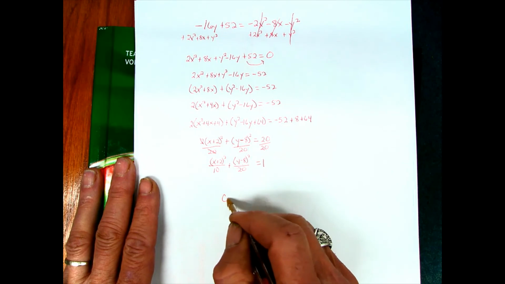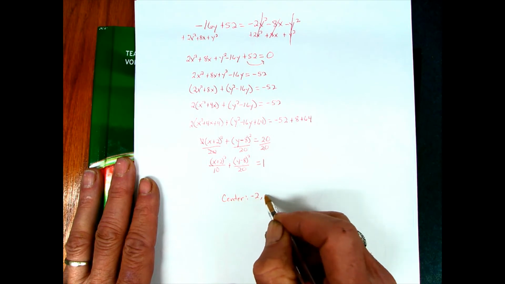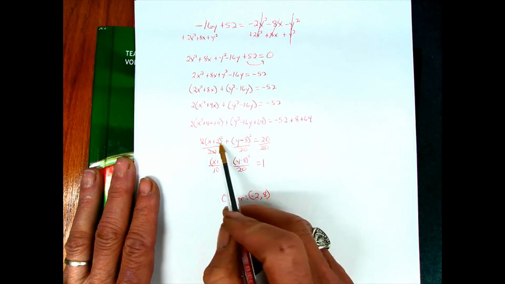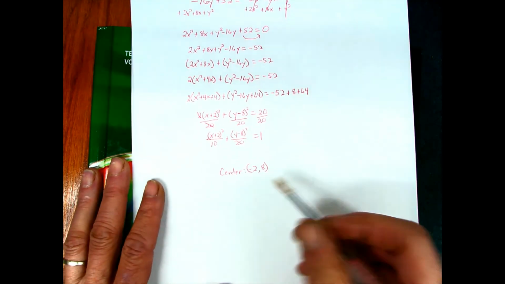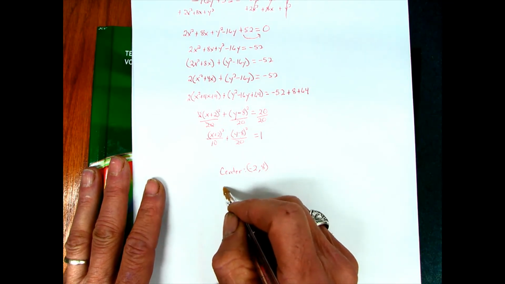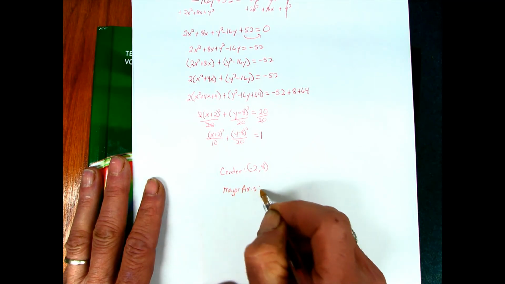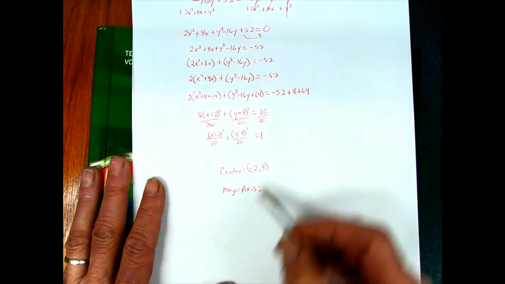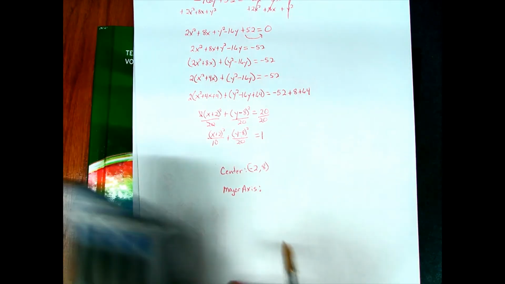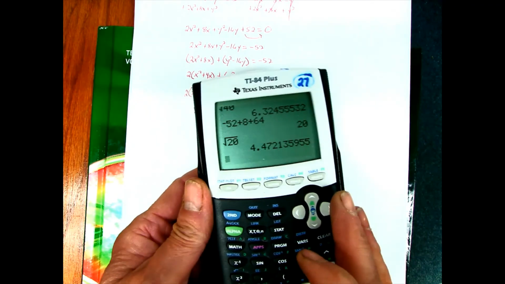The center of this ellipse is going to be at the point -2, +8, opposites, h and k. So we have the center at -2, 8. The major axis is going to be in the y direction, up and down, because the largest number is under the y's. And the square root of 20 is about 4.5.